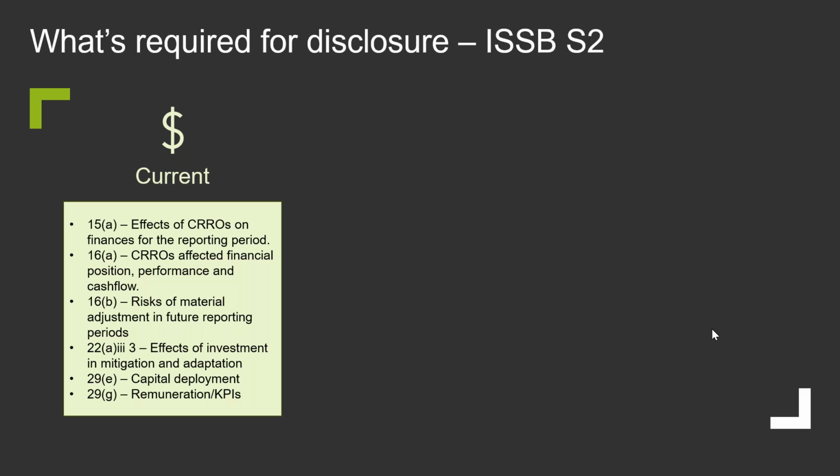And then finally, a few specific metrics that I still think are connected heavily to financial reporting, as essentially this is about current or committed expenditure. So firstly, there is the effects of the investment in mitigation and adaptation activities. 29E is in relation to capital being deployed, and then 29G, not necessarily a financial impact, but still in relation to remuneration and KPIs, largely a policy-driven one, but there may still be a financial component for them.